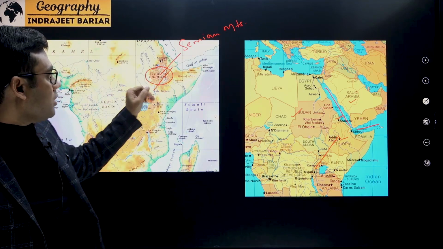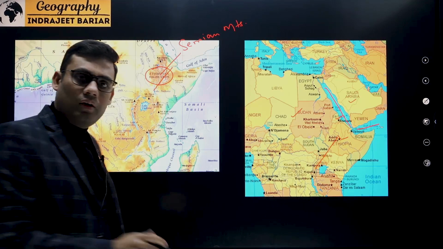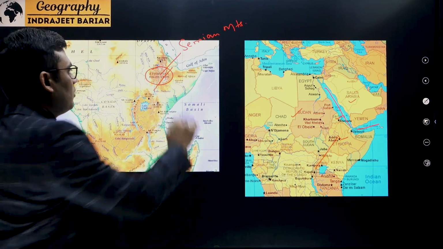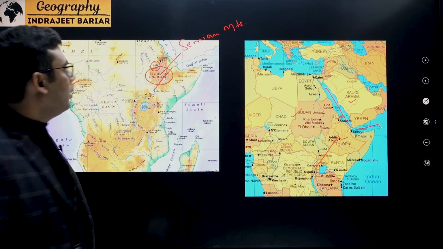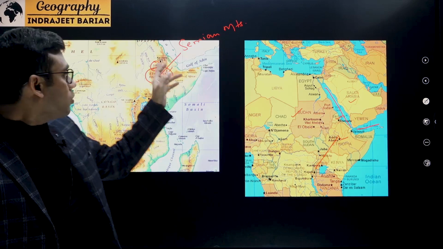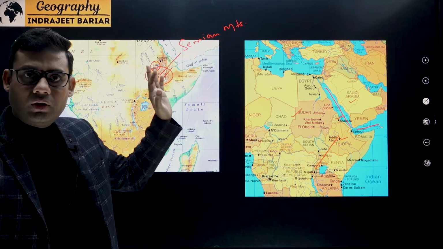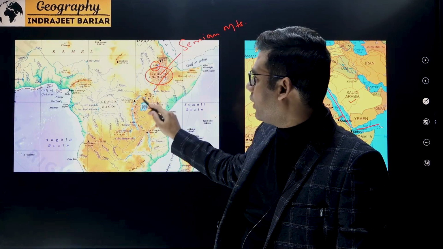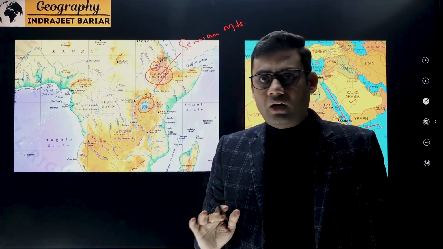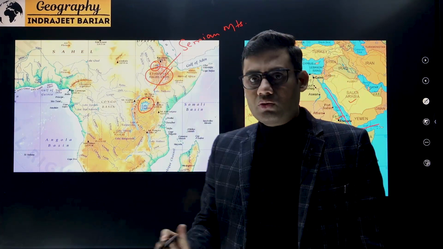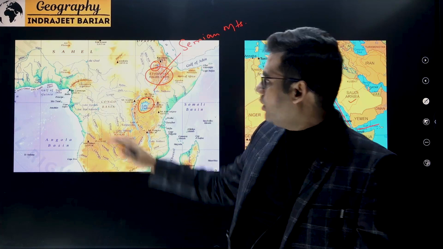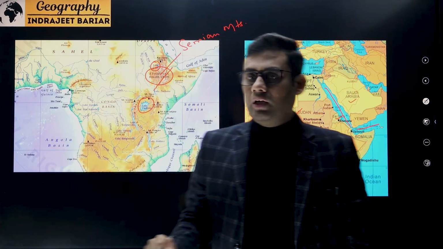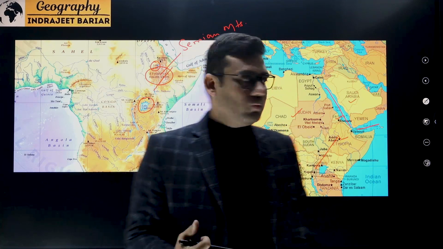Along with this, another important feature that I find in this Abyssinian Massif is Lake Tana. Now, Lake Tana is the source of Blue Nile River. So with respect to Nile, if we see over here, we have Lake Victoria, which is the source of White Nile, and Lake Tana, which is the source of Blue Nile. So this is the first feature, that is Ethiopian highlands, or what we also call as Abyssinian Plateau.